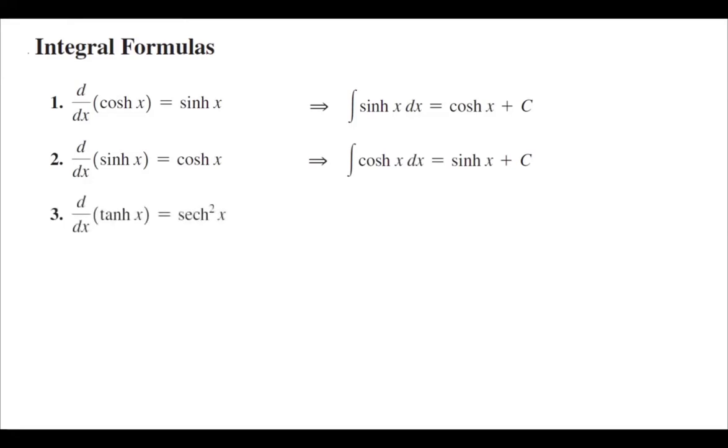Since the derivative of hyperbolic tangent is hyperbolic secant squared, if you take the integral of both sides, the integral of hyperbolic secant squared is hyperbolic tangent plus constant of integration.